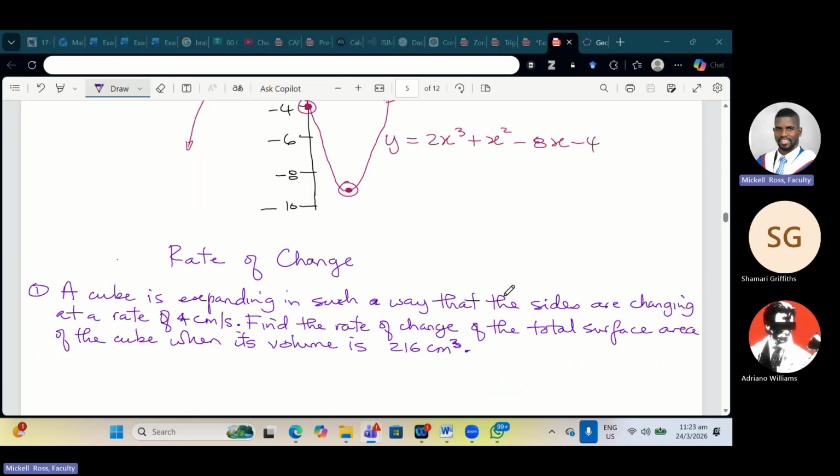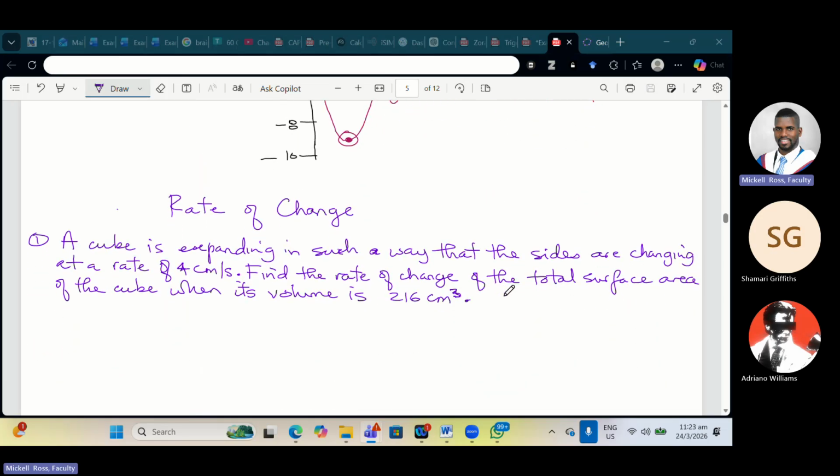All right, so bear in mind that we talk about rate of change when we look at the topic, and we talk about the fact that the rate of change has to deal with how fast something is changing over a period of time.